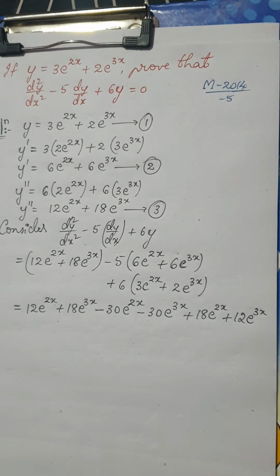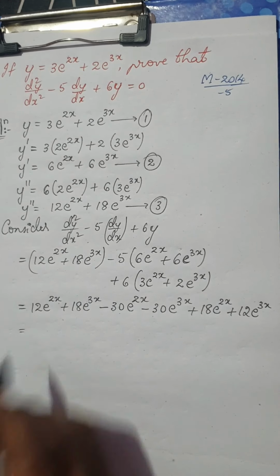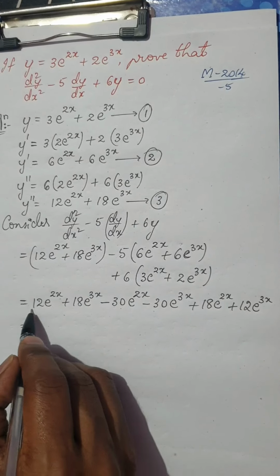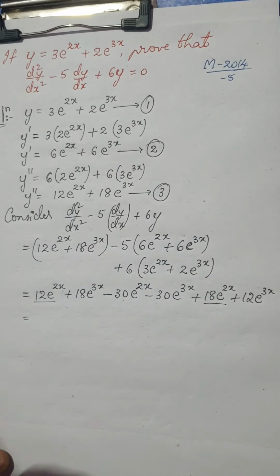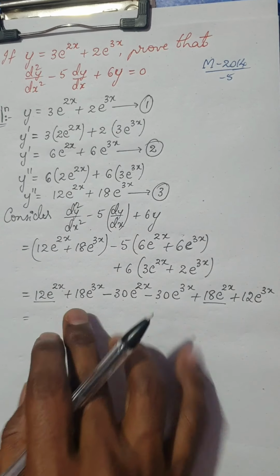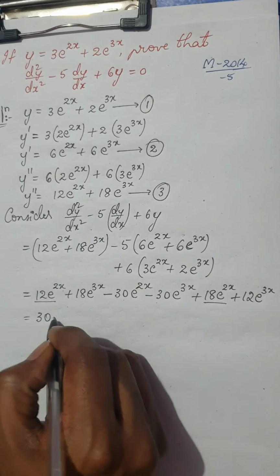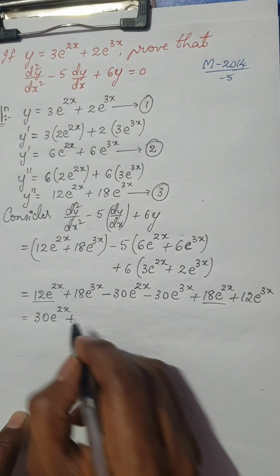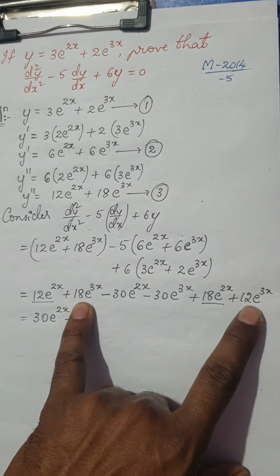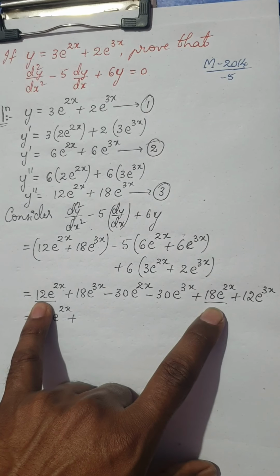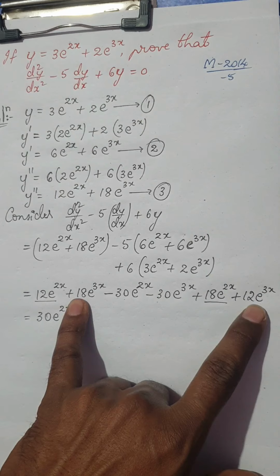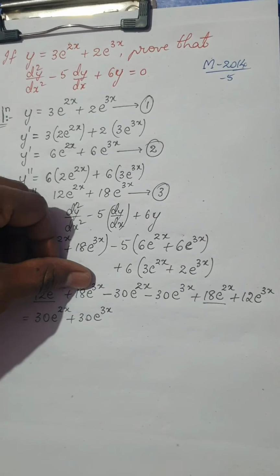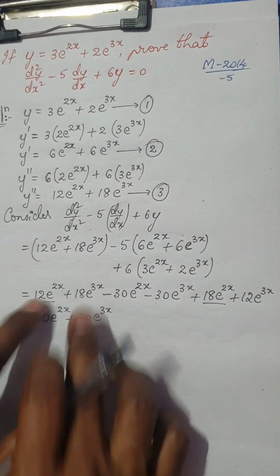Is it clear? Now, see how my terms are going to change. What are the terms I have? e power 2x here. Now, look here. This is 12 e power 2x and 18 e power 2x. If you add it, what are you going to get? 12 plus 18 will be 30 e power 2x. Next, look here: plus 18 e power 3x, positive terms. I am just adding the positive terms. So, 12 plus 18 is 30. Now, again here plus 18 plus 12 is plus 30 into e power 3x.